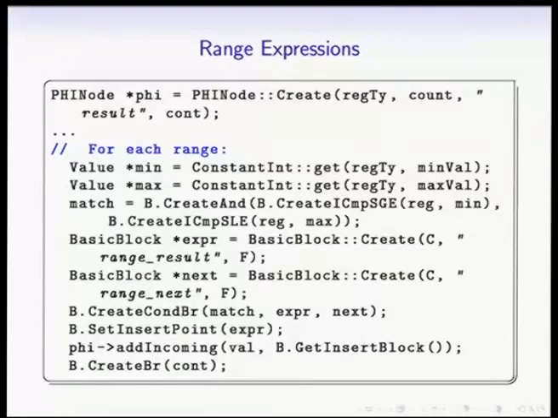So if we have matched this, then we jump to this basic block. If we haven't matched it, then we fall through and try the next one, and then we'll be back here again. Then it sets the insert point in the range result block that we've just created, and then we do something else to actually emit the expression for the result, but this is just actually calling back to the compiled statement function.